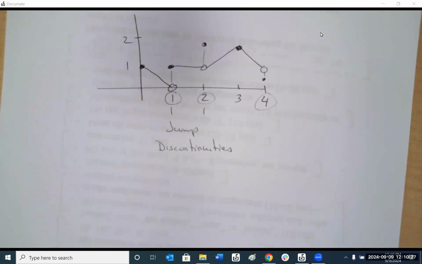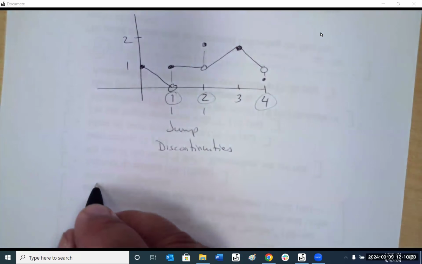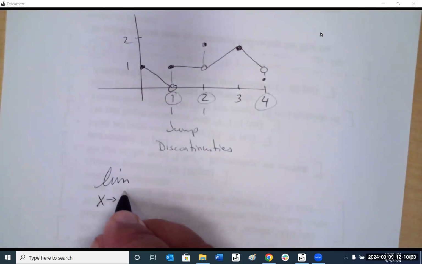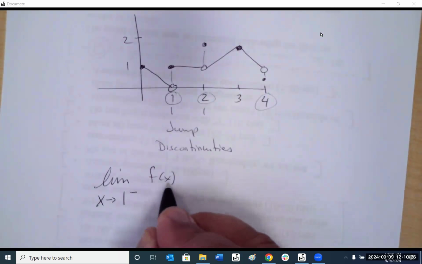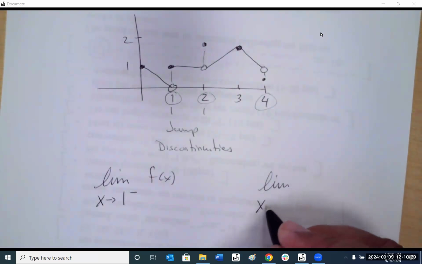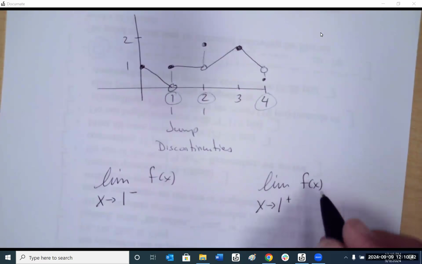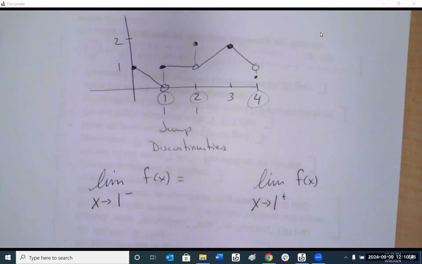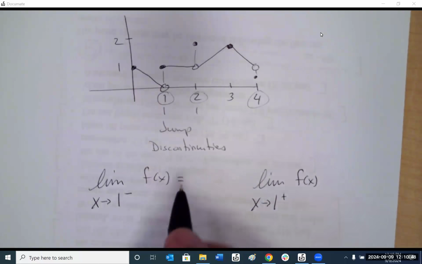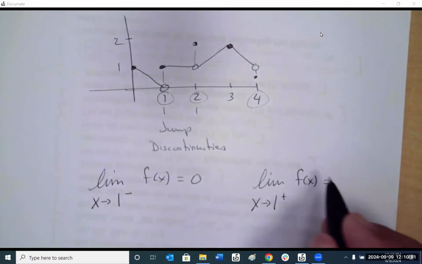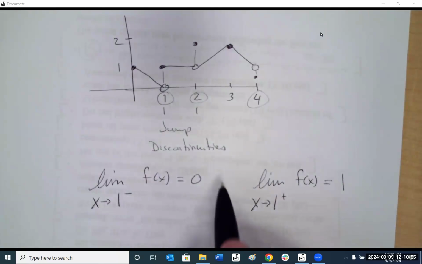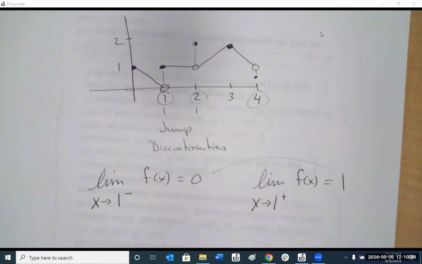One-sided limits. Because at one, the limit as x approaches one from the left, the limit as x approaches one from the right. As it approaches one from the left, what is it? Zero, because it's going down to zero. As it comes from the right, that's why it's a discontinuity. Because in order to be continuous from both directions, they have to go to the same point. It's actually a multi-part definition.